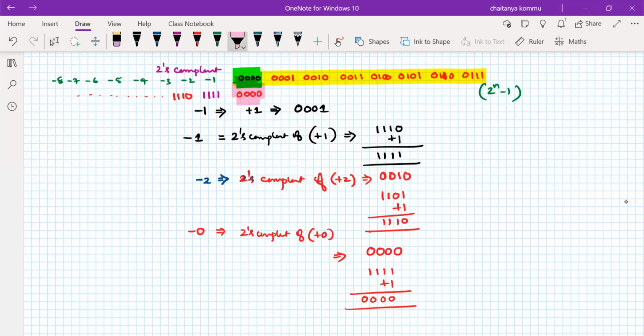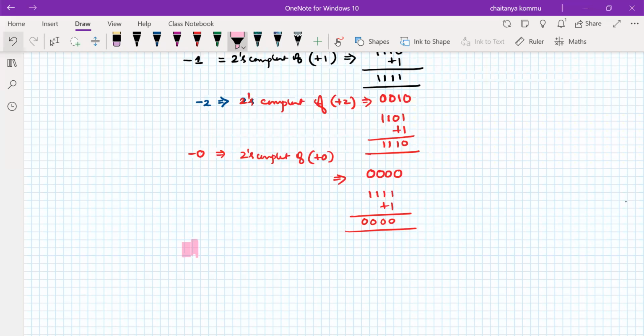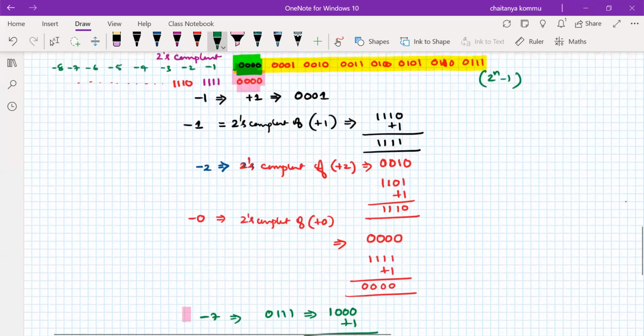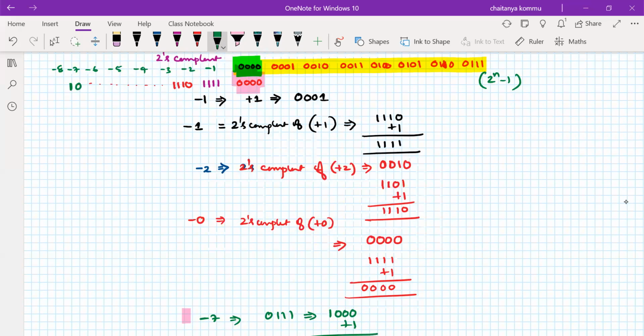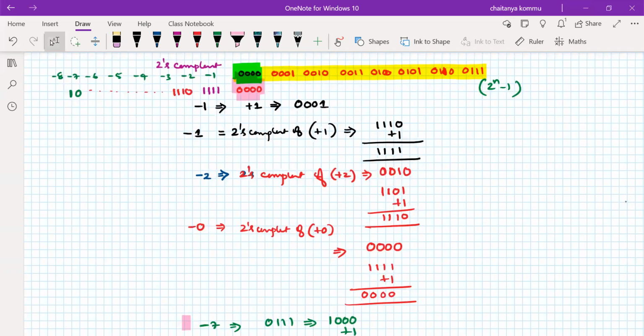For example, minus 7. Minus 7 is the 2's complement of plus 7, which is 0, 1, 1, 1. Its 1's complement is 1, 0, 0, 0, plus 1. I have to add 1, so it becomes 1, 0, 0, 1.